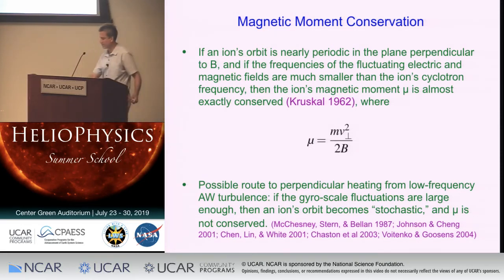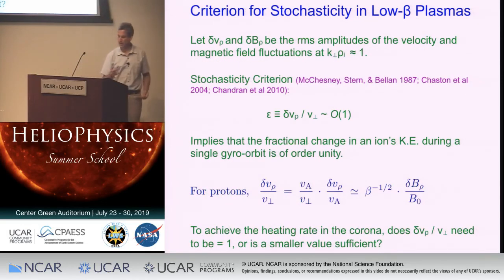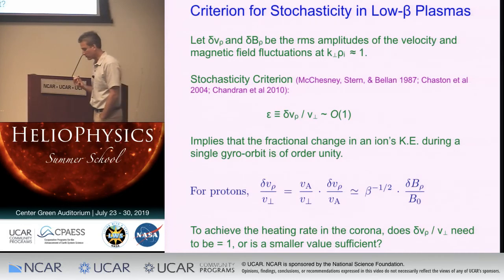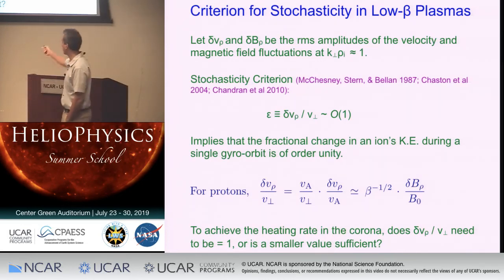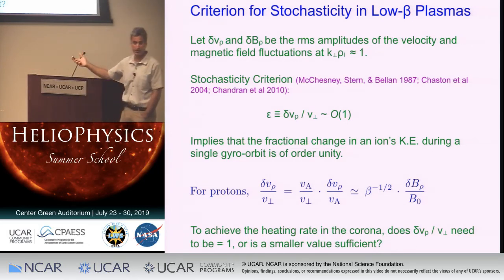If we increase that fluctuation amplitude to a point above a certain threshold, our particle motion will not be nice, circular, nearly closed circles in the plane perpendicular to B. The motion will become disordered or stochastic. The threshold for this phenomenon was first proposed by McChesney, Stern, and Bellin in 1987. They were actually trying to understand measurements from a laboratory experiment at Caltech, and they came up with a theory to understand why they were seeing perpendicular heating in their plasma experiment.